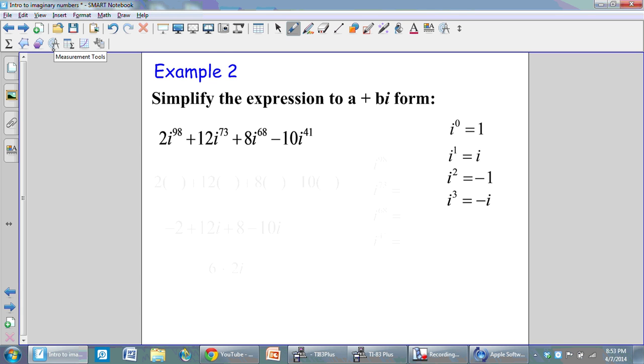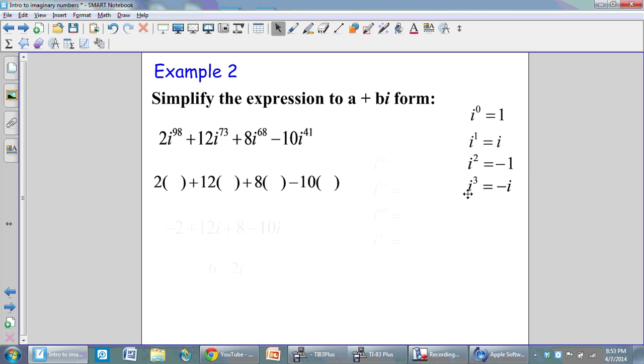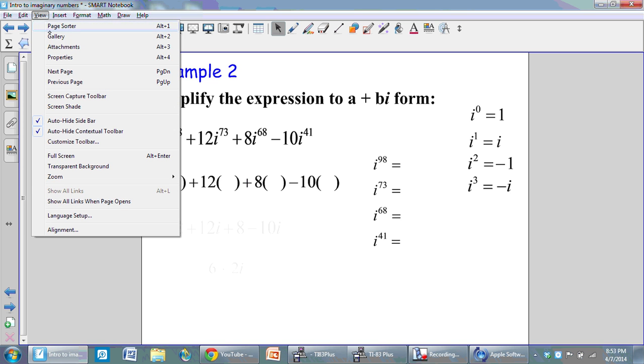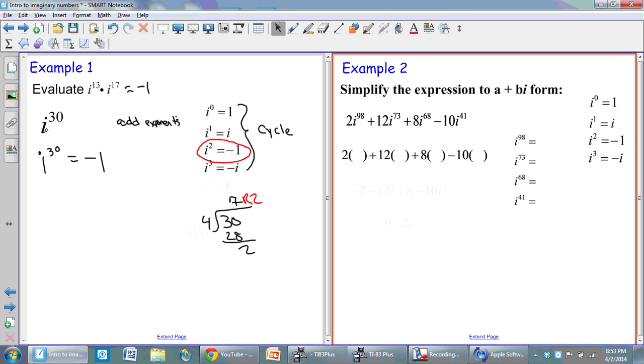Example 2. Simplify the expression to a plus bi form. Basically, look, this is not going to be pretty for some of you because we have to simplify i to the 98, i to the 73, i to the 68, and i to the 41, just like we did in example 1. So that means 4 division problems. I mean, look, that's really not so bad, but you guys like to complain about everything.